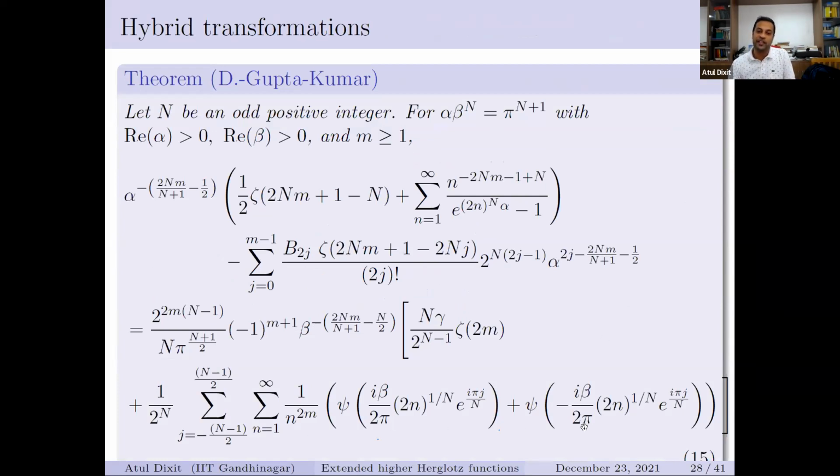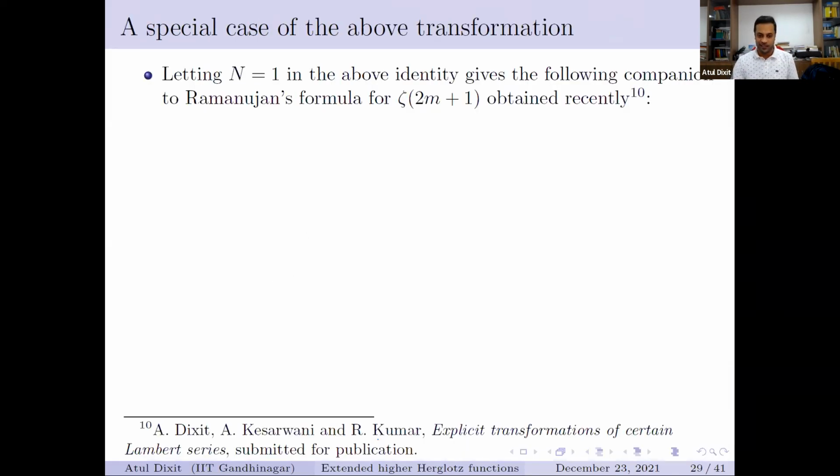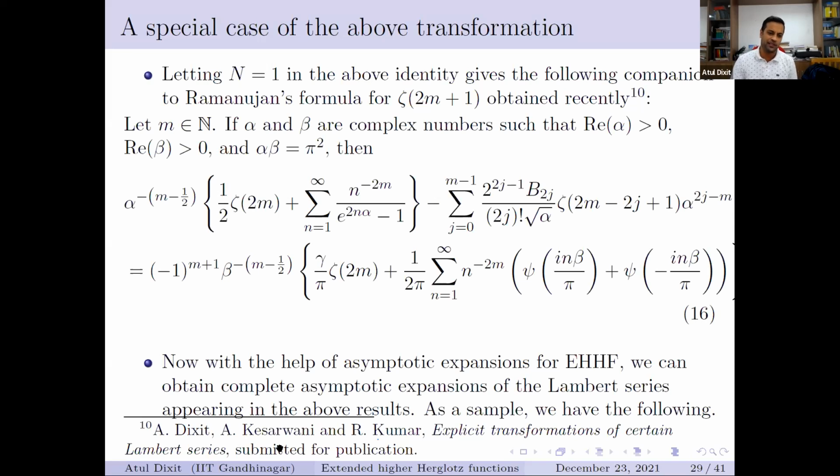Again, the sum of two extended higher Helmholtz functions is what you see here. I mean, the log term is not there, but you can always add and subtract. And then for m greater than or equal to 1, you always have the convergence of the series log n over n to the power 2. Okay, so that's not a problem. When you further go and put n is equal to 1, you get a formula which I recently established, I mean last year, with Ashita Kesarmani and Rahul Kumar, which could be called a companion to Ramanujan's formula.